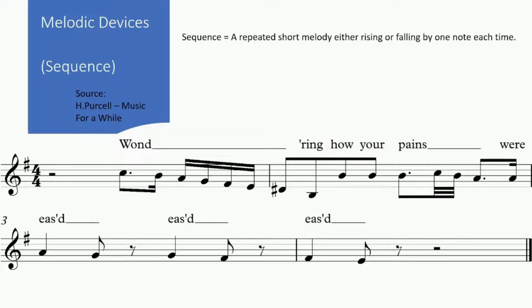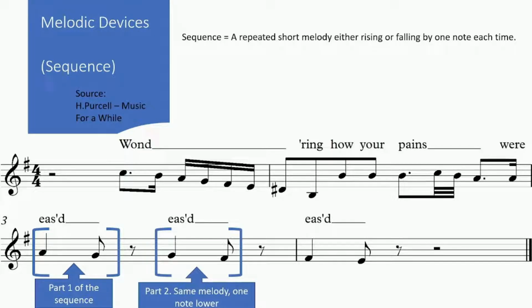In this part, this is part 1 of the sequence. Then it's the same melody. Yes, even though it's only 2 notes, it is referred to as a melody or a phrase, is repeated, but only 1 note lower. Then, the 3rd part, the same 2 rhythms, but it's repeated, the pitch is 1 note lower on the scale.